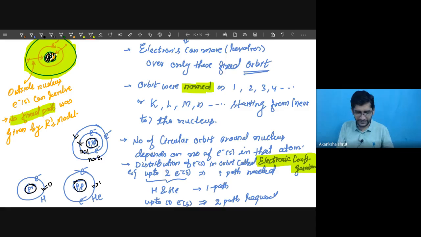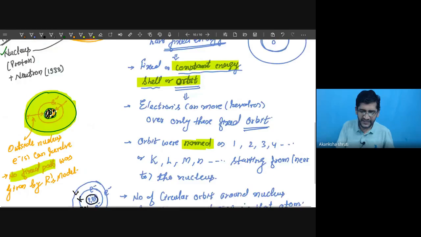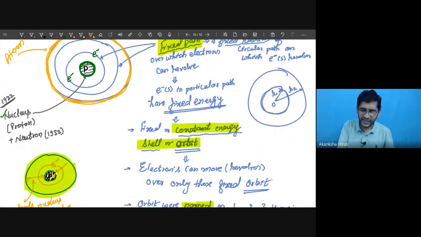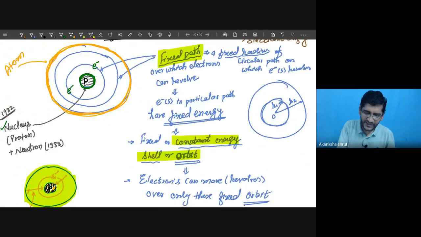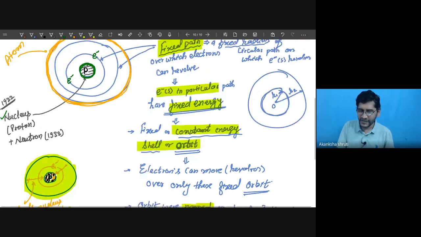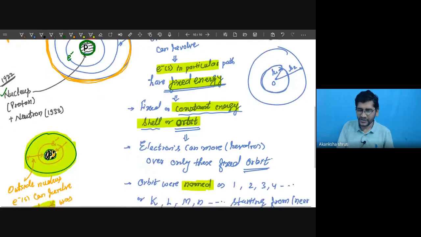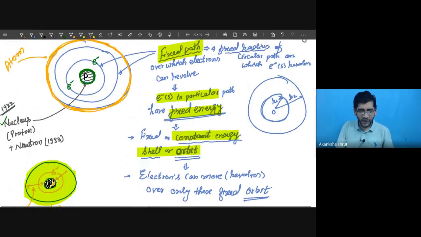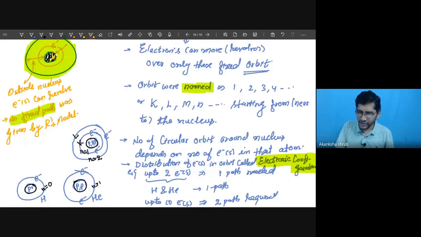Okay, students, I have explained everything. The very first is the concept of a fixed path around the nucleus, in which the electrons can revolve. These electrons can revolve in this particular path only. While revolving over this particular path, it always has fixed energy. So that's why it is also called the constant energy shell or constant orbit model. But how many electrons will be present in a particular path is decided by its electronic configuration.